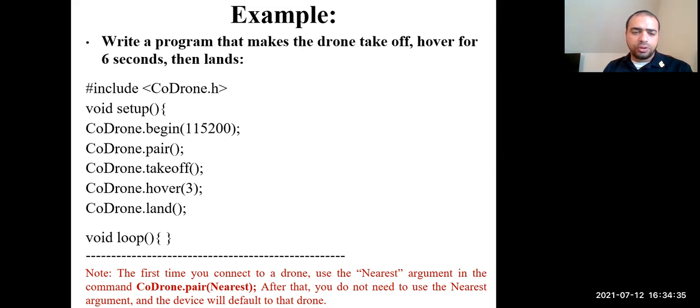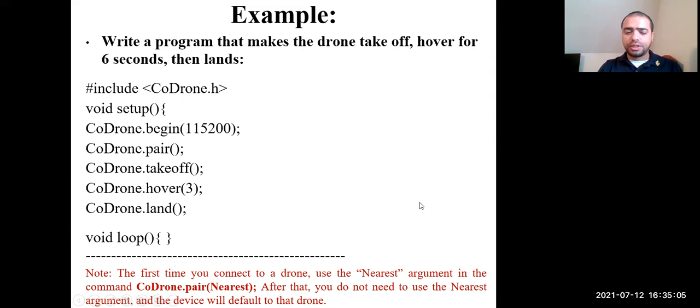Okay, CoDrone.takeoff. This is the function for takeoff. CoDrone.hover for 3 seconds. It takes as an input the number of seconds that you want, and then CoDrone.land. It will land. So it's going to execute this only once. As you see, it's going to take off, hover for 3 seconds, and then land, and then it's going to stop. Why? Because we put all of these inside the setup function and not inside the loop.